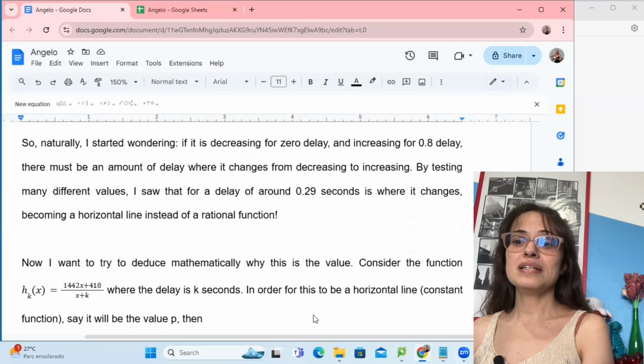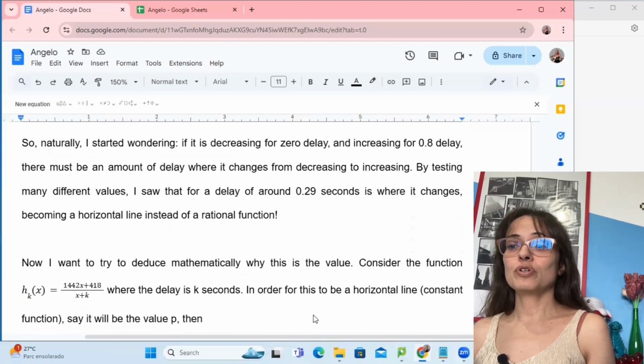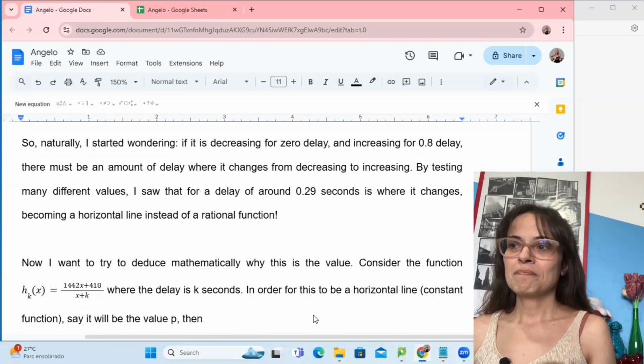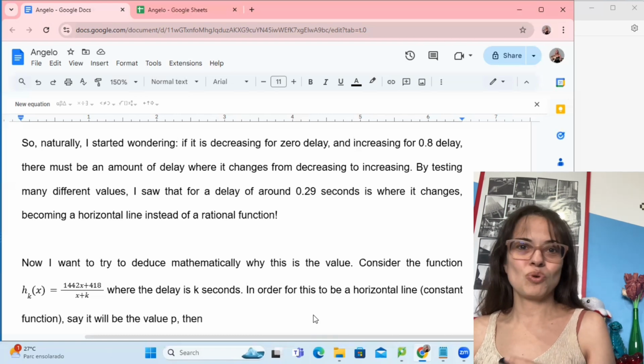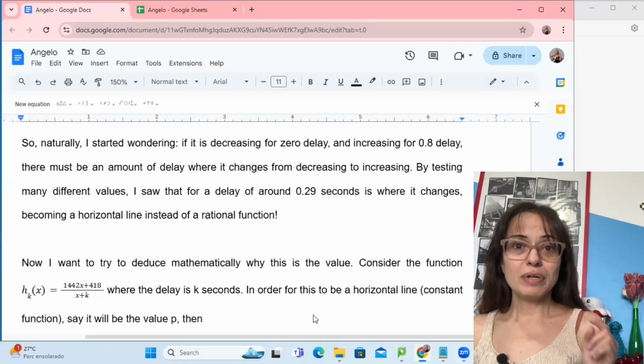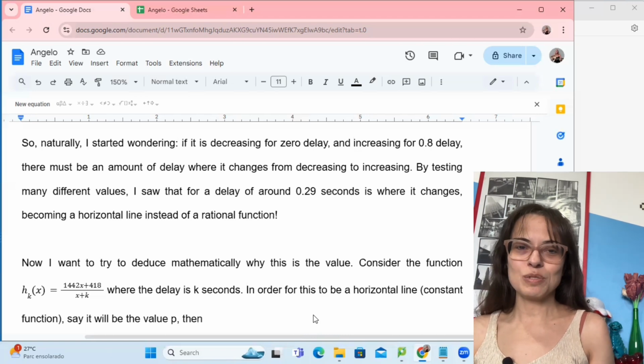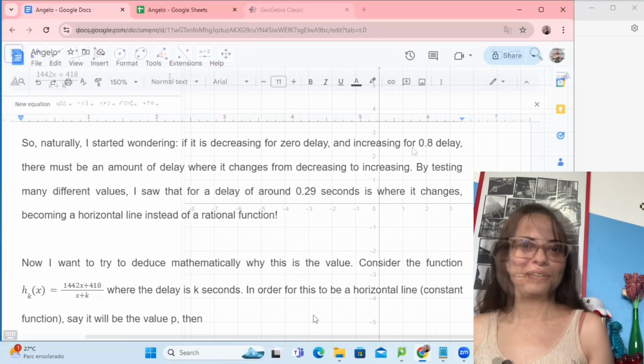By testing many different values, I saw that for a delay of around 0.29 seconds is where it changes, becoming a horizontal line instead of a rational function. And in terms of writing in the IA, I think this is enough writing, because you did trial and error, you tested different values. But I actually do want to show you how I did this, because I just think it's fun. So here we are.